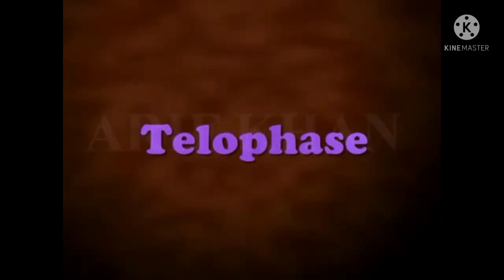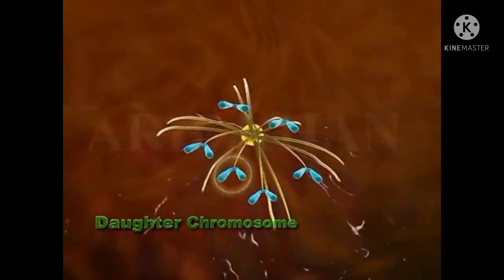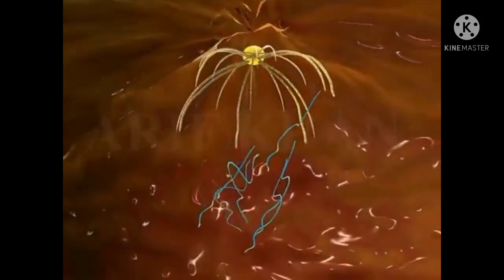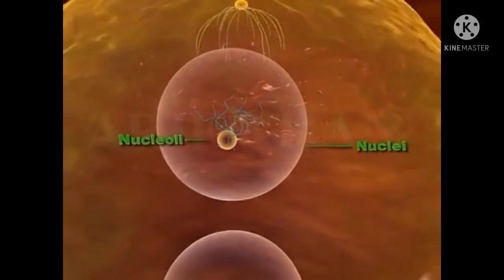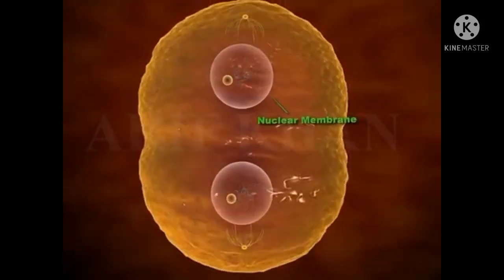Telophase. During telophase, the daughter chromosomes arrive at the poles and the chromatin starts to decoil. Also, the nucleoli and nuclei form. This triggers the reformation of the nuclear membrane.